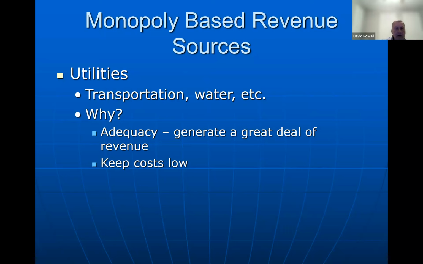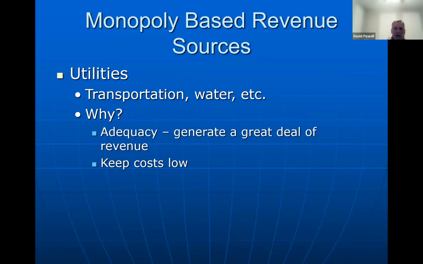And by generating revenue from these monopoly-based revenue sources, we tend to generate a large amount of revenue. Now, years ago, when we had truly public utilities, where we had governments that owned and operated their own utilities, some of those governments referred to themselves as being low tax governments. And sometimes they called themselves no tax governments because they were generating so much revenue from the operation of this public utility that they did not have to charge taxes.